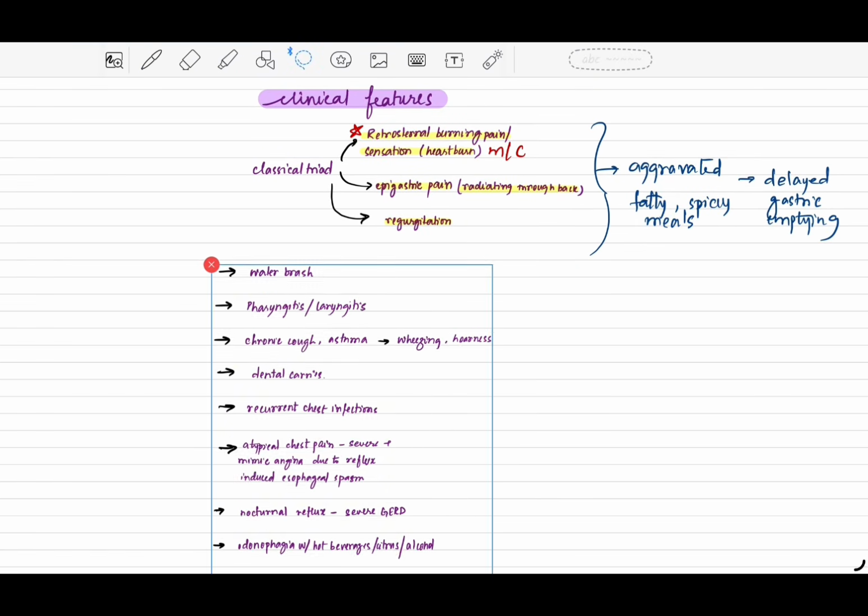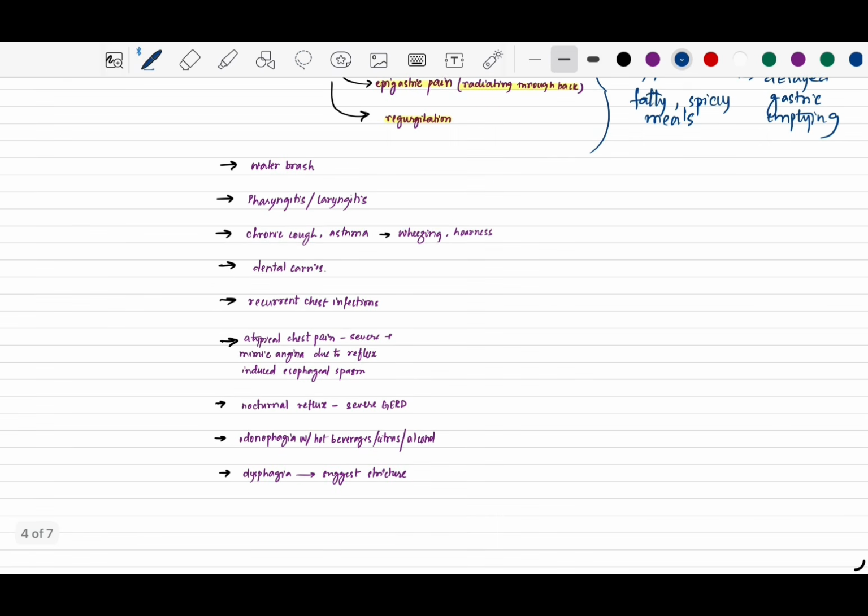Other features of GERD include water brash. Now, water brash is when we have excess salivation due to reflex salivary gland stimulation by acid in the esophagus. Similarly, irritation of the pharynx and the larynx with the acid is going to result in pharyngitis and laryngitis. It can also produce chronic cough and asthma-like features like wheezing and hoarseness.